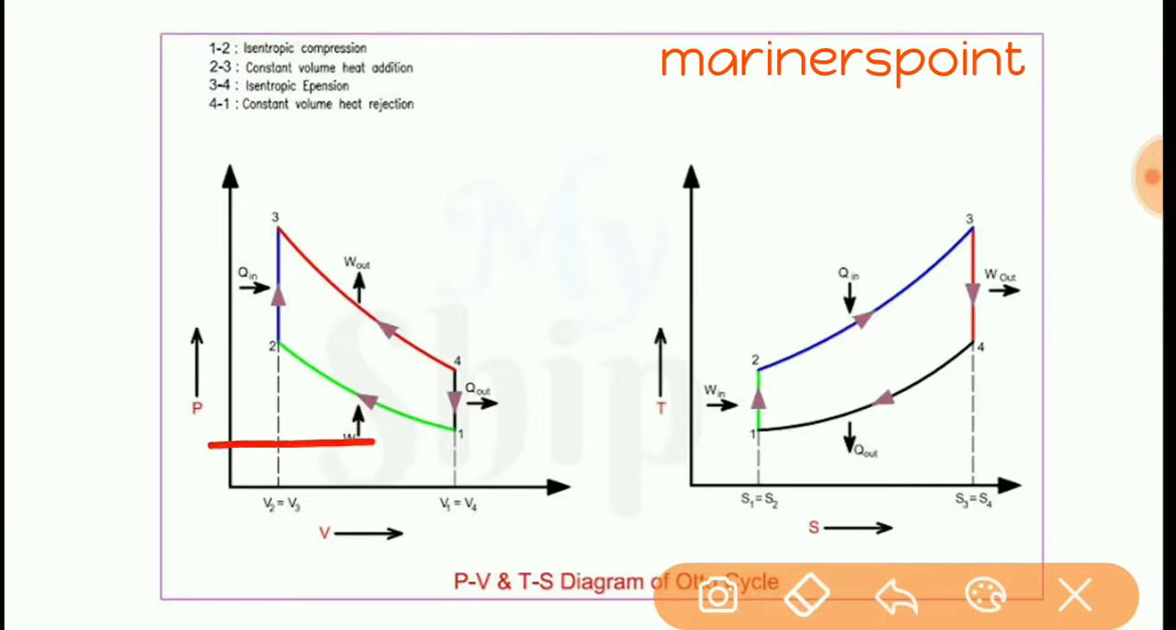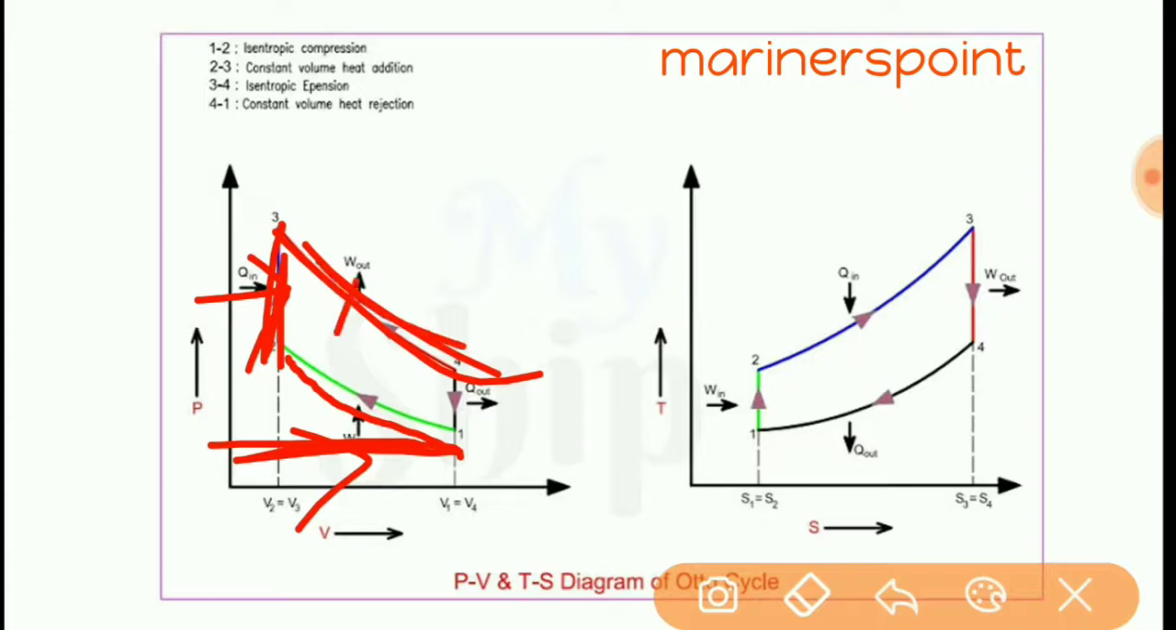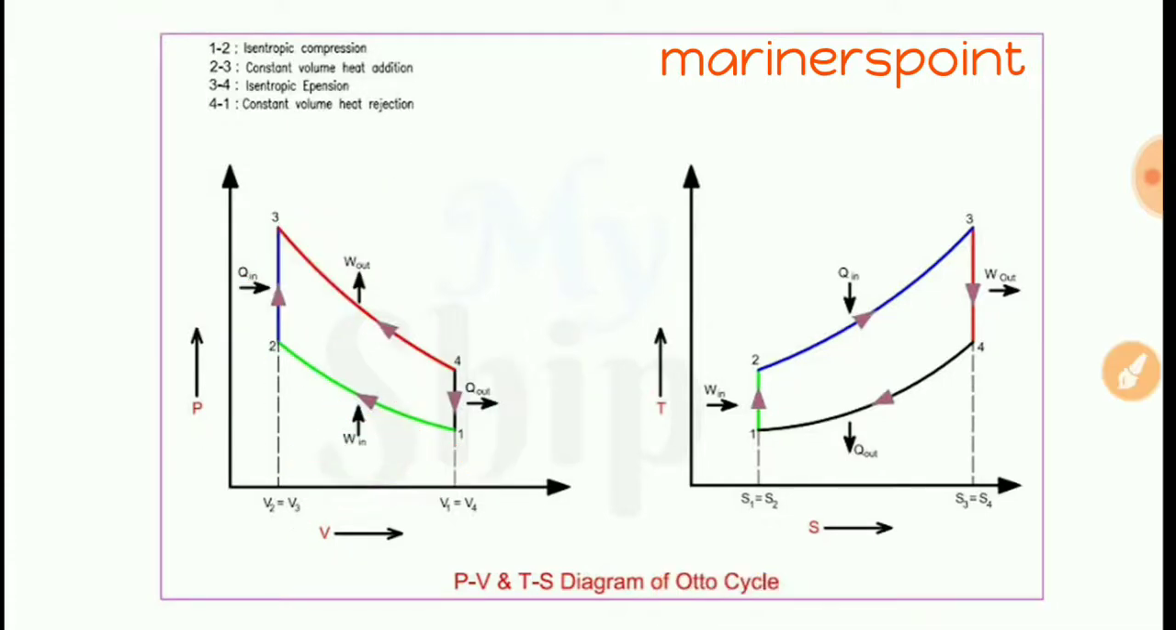Now, same intake air. Now isentropic compression, then at constant volume heat is supplied, volume is fixed. Now what will happen, a spark takes place, and due to the spark combustion takes place. Now expansion, work out, and heat is rejected. This is all about the Otto cycle.